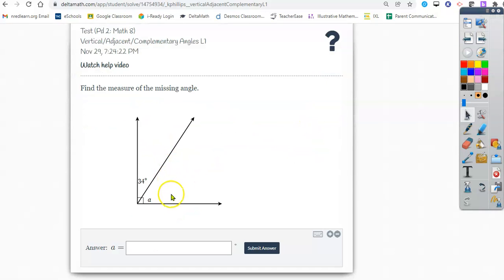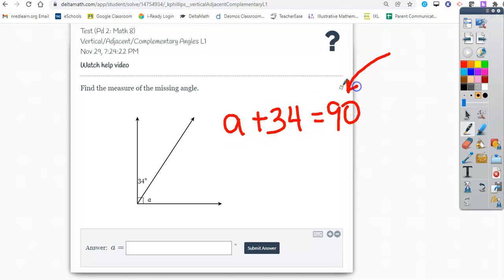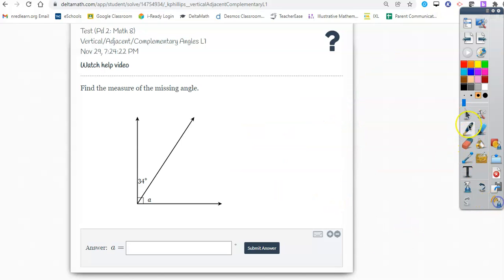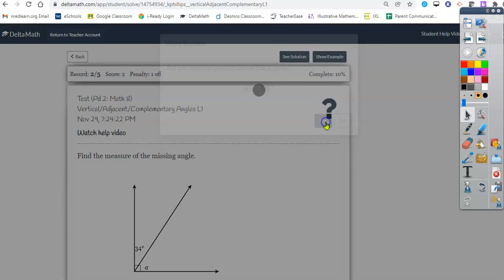These two angles make a right angle, and two angles that make 90 degrees are complementary. So the missing angle A plus 34, notice, is a 90 this time. Subtract 34 from both sides. Use a calculator if you need to. Type your answer into the box. That's how you complete level 1.